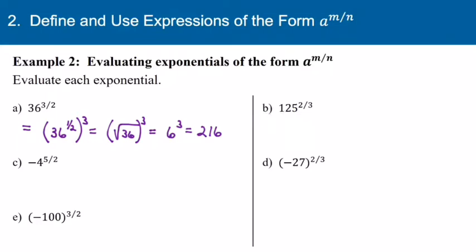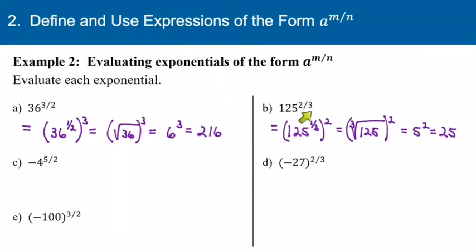Okay, here in part B, we have 125 to the 2/3 power. So first let's write it in an exponential form that shows the root first and then the power. The denominator is 3, so we're going to have 125 to the 1/3 power, and then we're going to raise that to the 2nd power. Now, if we write this in radical form, the 3rd root of 125 looks like that, and then we need to square that. We know that the 3rd root of 125 is 5, and so 5 squared is 25. So 125 to the 2/3 power is 25. You see how if you do the root first, you don't really need a calculator? The 3rd root of 125 is 5, and 5 to the 2nd power is 25.